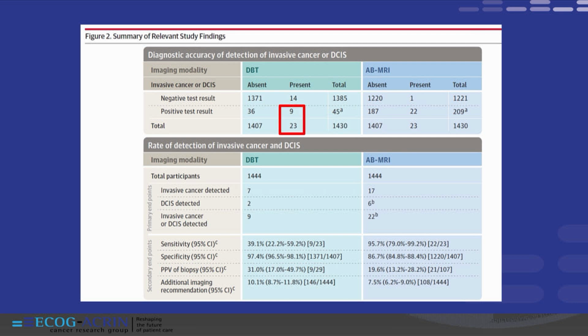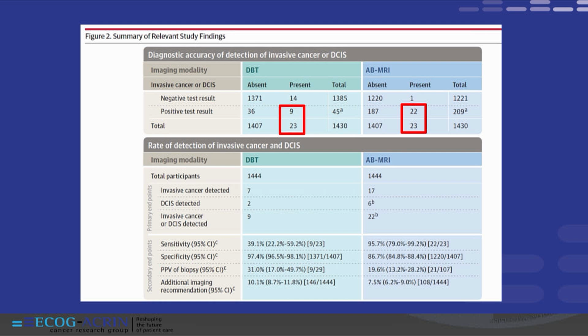TOMO found there were 23 women out of that group on the first round of screening, the prevalence round, that had cancer. The TOMO found 9 of those women. The 8-minute MR found 22 out of the 23 women with cancer. So it's pretty high. You almost would say from this, why do the TOMO if you're finding 22 out of the 23? Well, I'll tell you about year 1 screening.